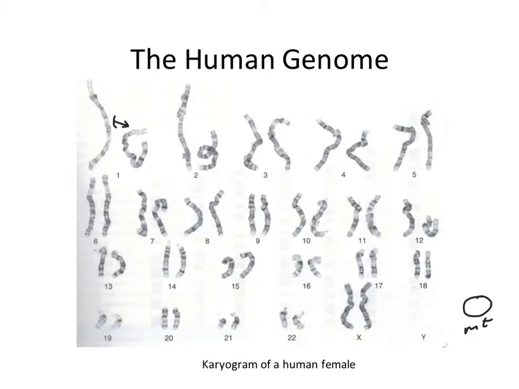So should they look similar or should they look different? We've got 2 copies of chromosome 1. They should look similar. They're homologous, as you said. So we have homologous pairs of chromosomes, homologs. So we've got pairs of chromosomes. The human genome is diploid, 2 copies of each chromosome.